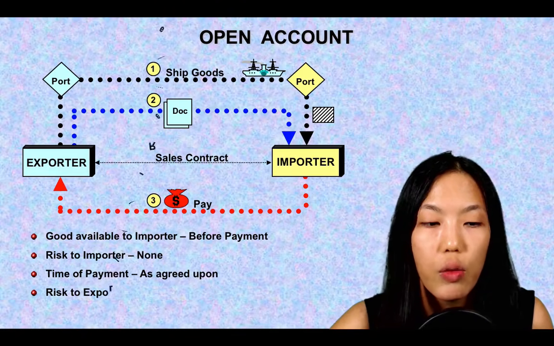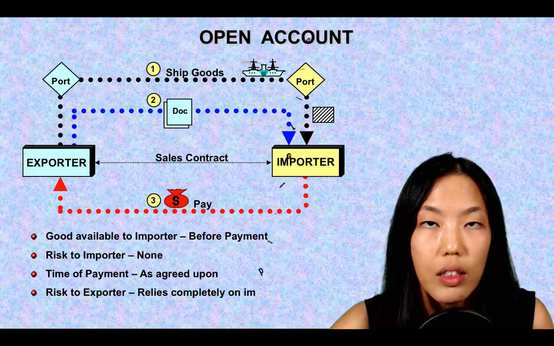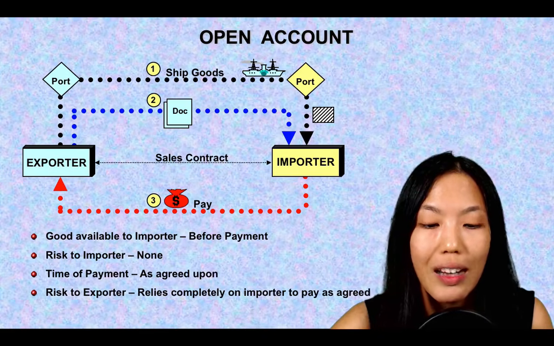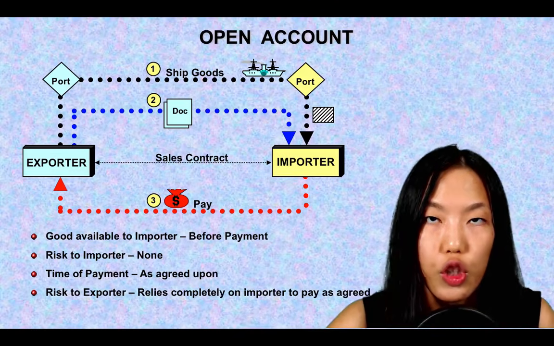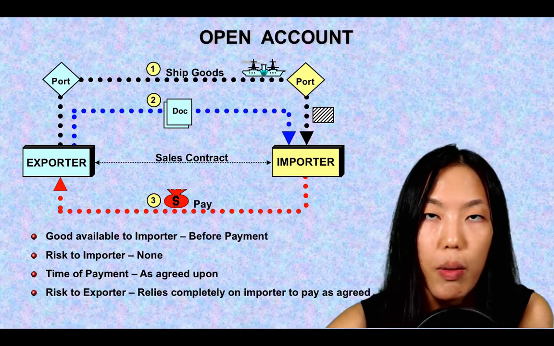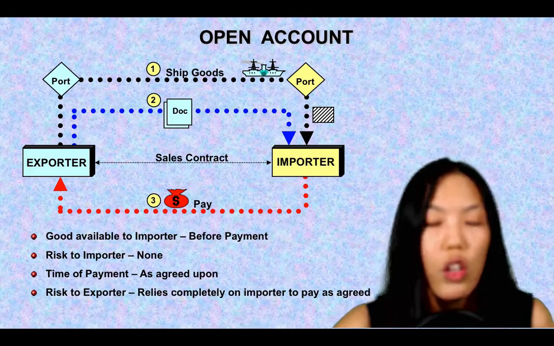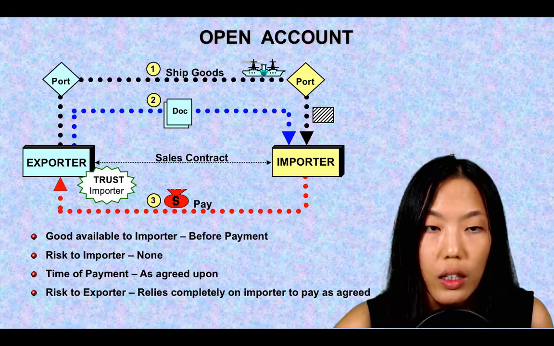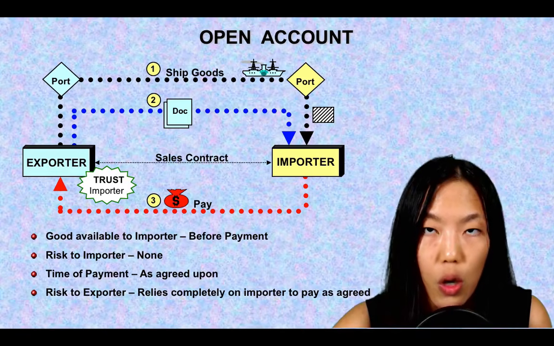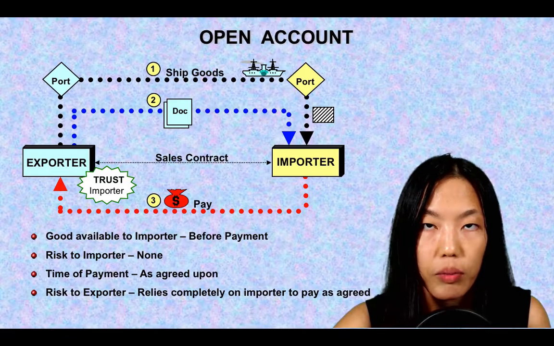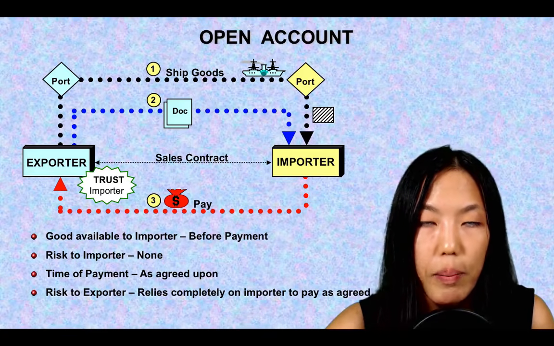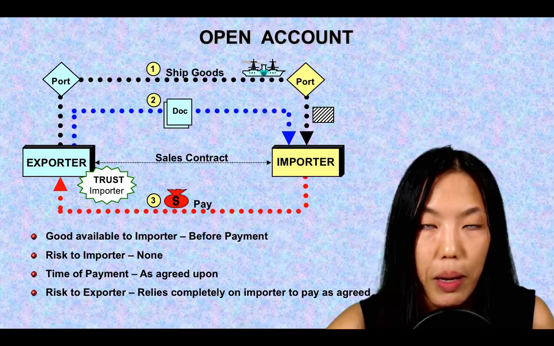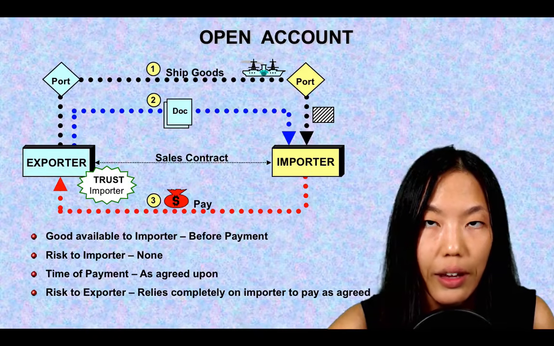And is there any risk to the exporter? Certainly yes, because the exporter relies completely on the importer to pay as agreed as per the sales contract. So for this method of payment to work, the exporter must know and trust the importer. This is a summary of how the open account method of payment works. We'll be looking at the next method of payment, which is advance payment, in the next slide.